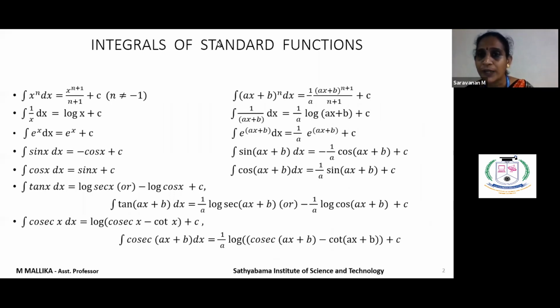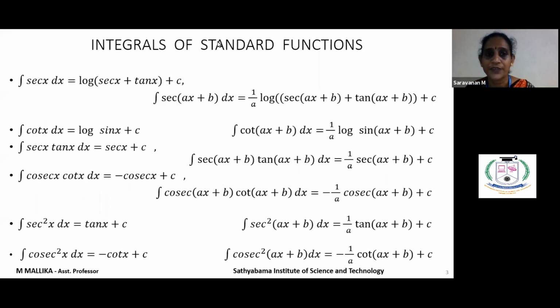When I apply the formula, you'll be getting ax plus b the whole power n plus 1 by n plus 1. But since you have a coefficient for x there, you have to divide the term by a. In the case of differentiation, when you have a coefficient of x, you multiply by a. Therefore, in the case of integration, you have to divide by a, which is the coefficient of x. I have given you the corresponding formulas on the right-hand side for all the formulas that appear on the left-hand side. Already we have discussed these formulas.